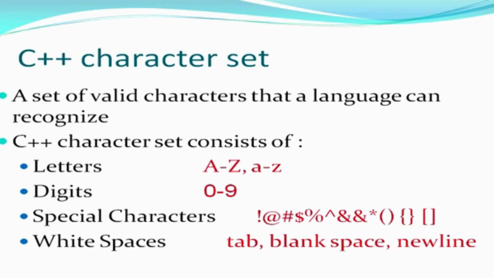Other than special characters, we have white spaces. White spaces are those characters which cannot be seen on the monitor. For example, when you press the space bar, you can see the cursor moving but nothing appears on the screen. Similarly, when you press the tab key, the cursor moves by 8 spaces but nothing is seen on the screen. So, tabs, blank spaces, new lines, all these are white space characters.